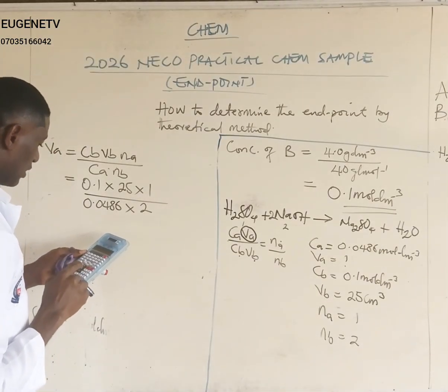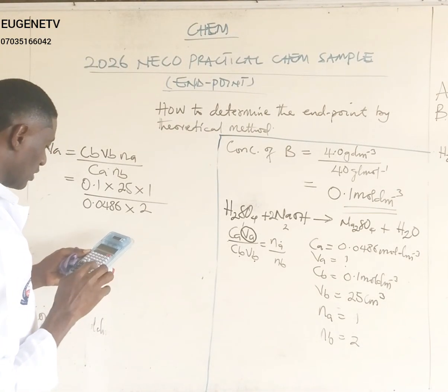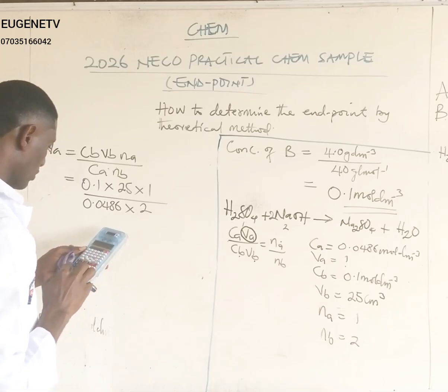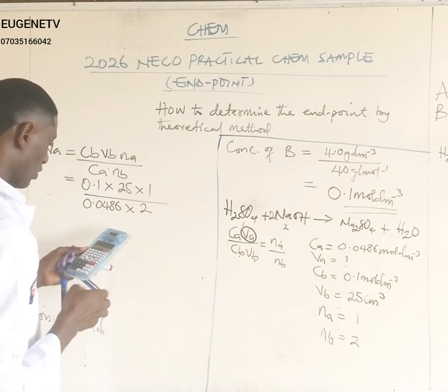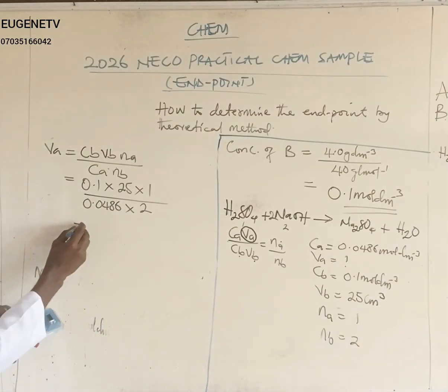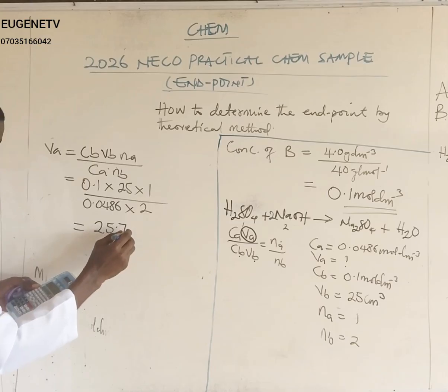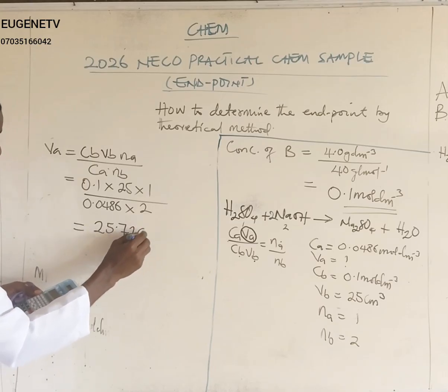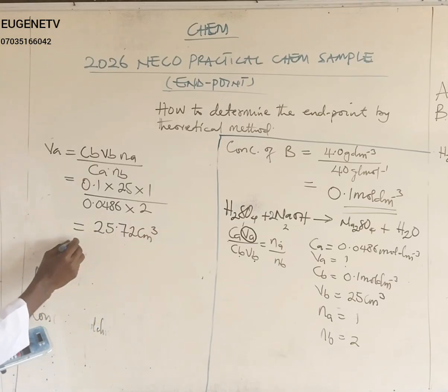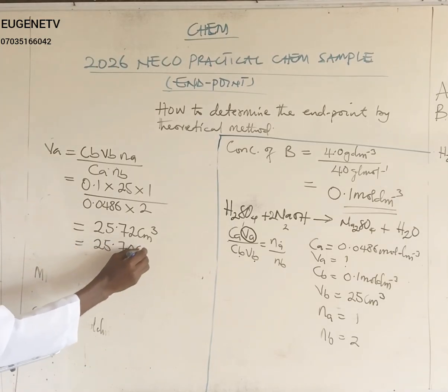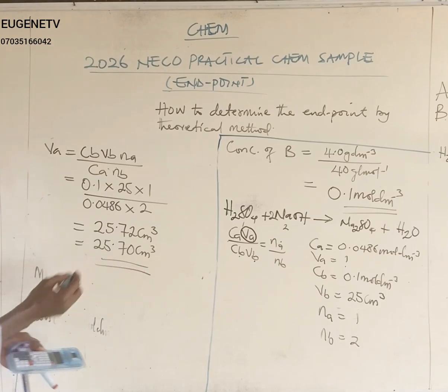Let us evaluate 0.1 times 25 divided by 0.0486 multiplied by 2. It is going to give us a volume of 25.72 cm cube. So this can also be written as 25.70 cm. So this is our endpoint.